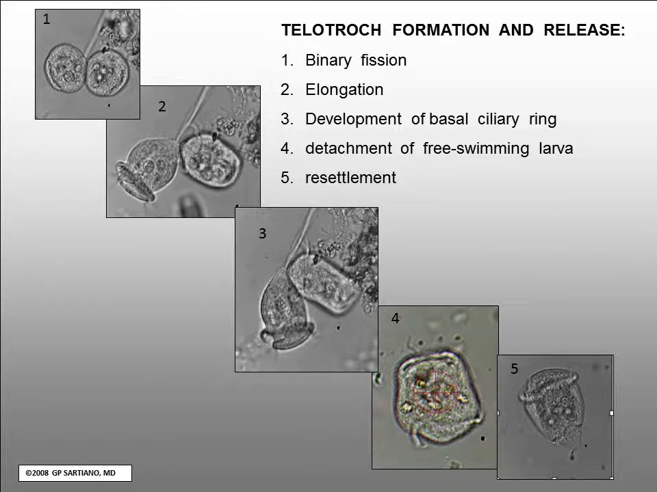The first three steps in this sequence have been discussed in a previous program. The subject of this program will be the last two, the larva and the resettlement of the maturing larva, which becomes a new young vorticella adult.